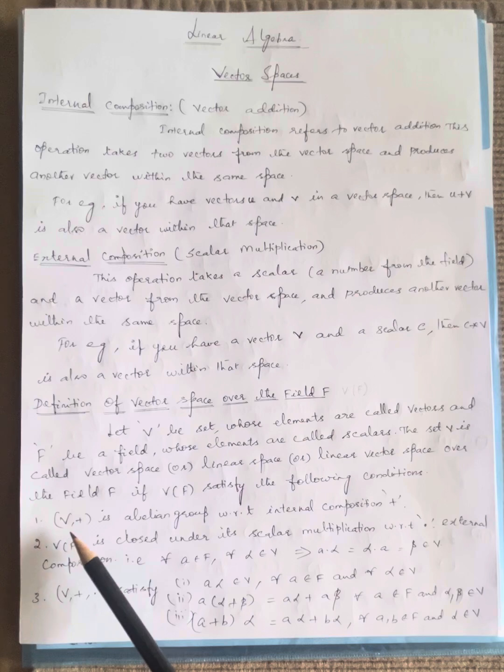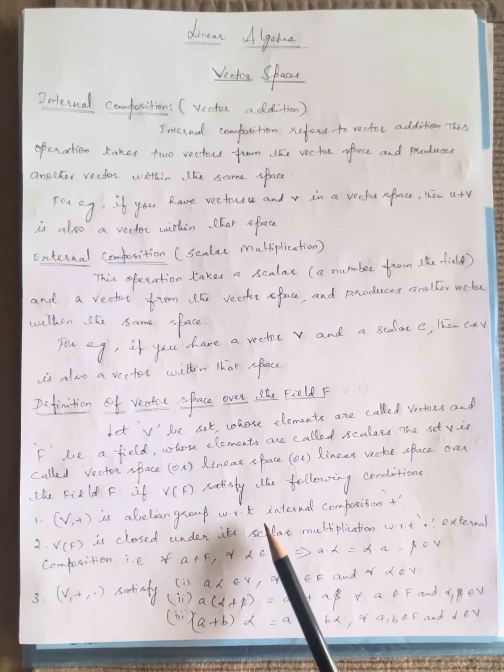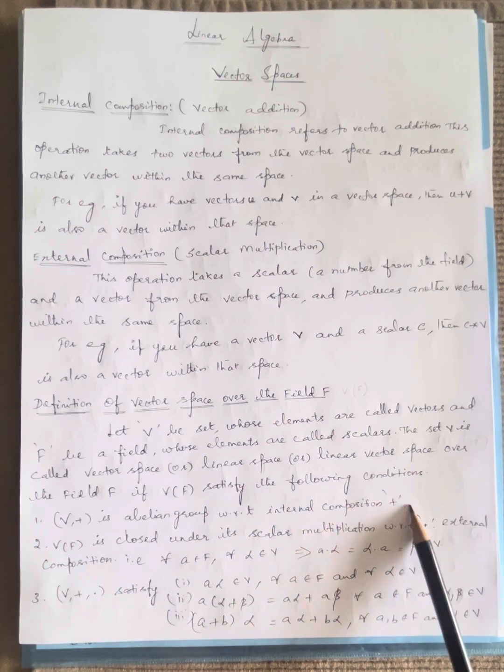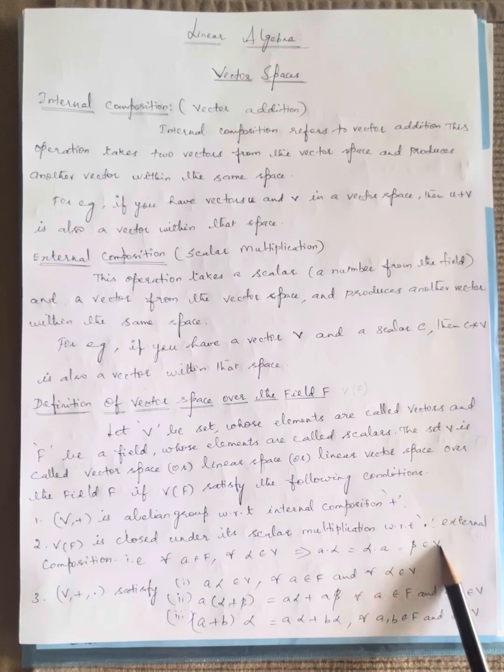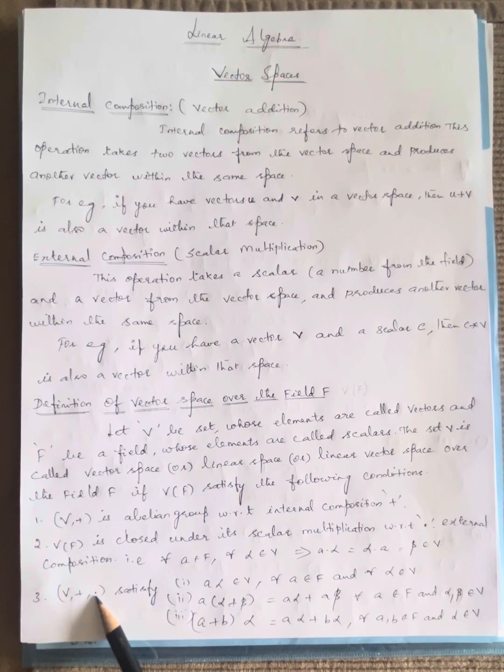The first condition is that (V, +) is an abelian group with respect to the internal composition plus. The second is that V(F) is closed under scalar multiplication with respect to dot, that is, the external composition. For any a in F and alpha in V, a dot alpha belongs to V. And the third one is (V, +, dot). Now we are combining two structures, addition and multiplication, so satisfying the following conditions.